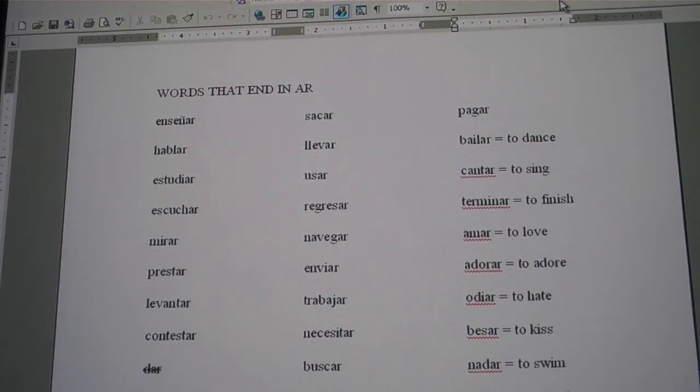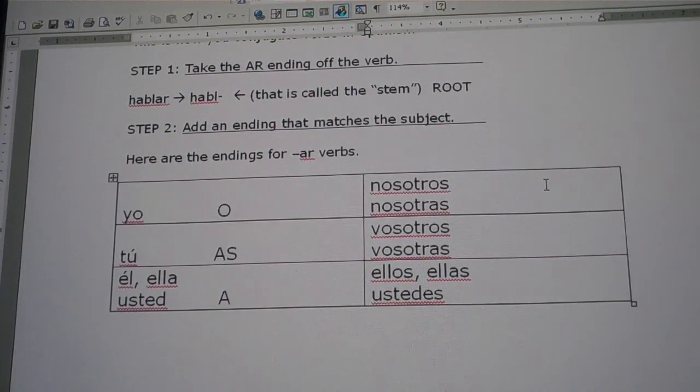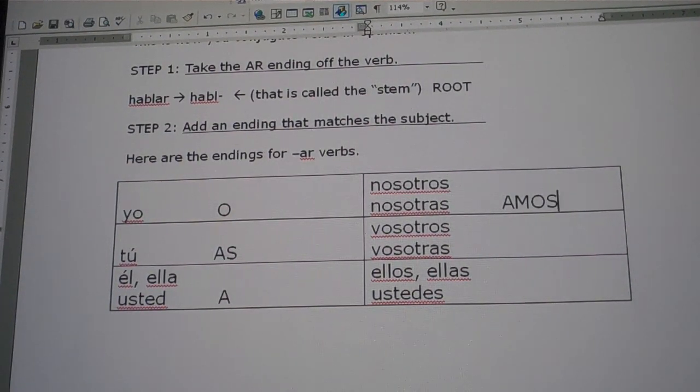Let's go on to the right side. What are all of these subjects on the right? Why are they all on the right side? Because they're plural. They're all more than one person. So, nosotros and nosotras means what? We, okay? Your ending for "we" is "amos." A-M-O-S. Amos.